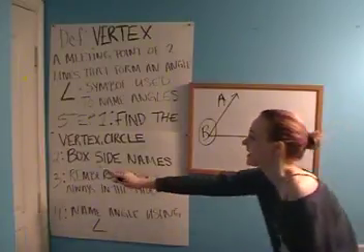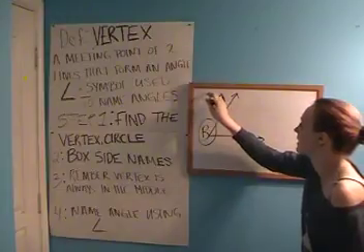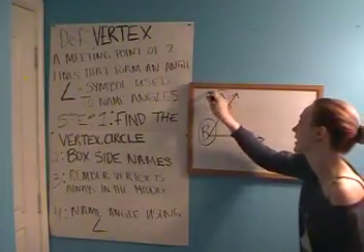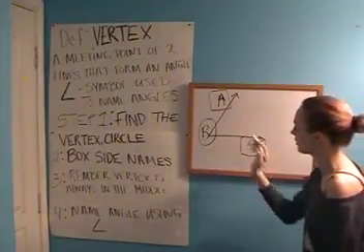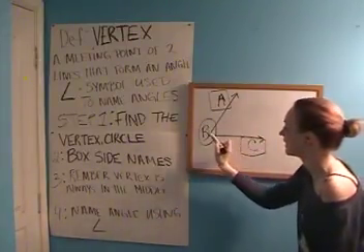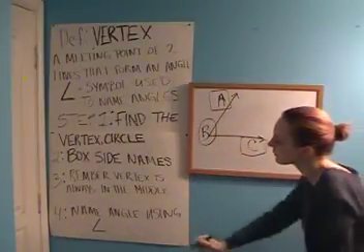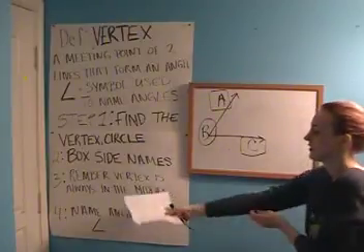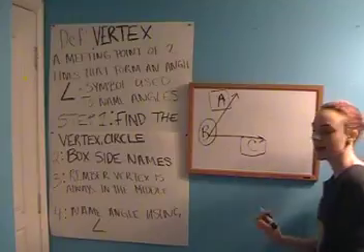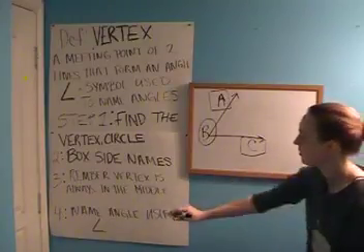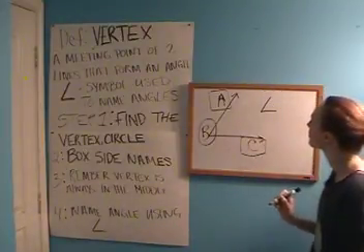And then step 2 says box the side names. So that's these names. This is side A, and this is side C. So we're going to box those, that way we know that those are the sides, and the B, the vertex, always goes in the middle. Okay? So step 3, remember that the vertex is always in the middle. And then step 4 is name the angle, so we name it using our symbol.